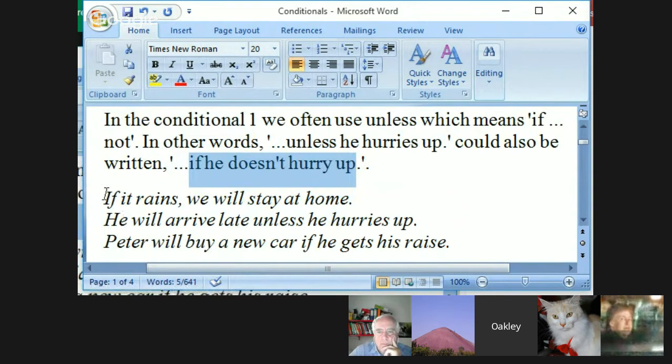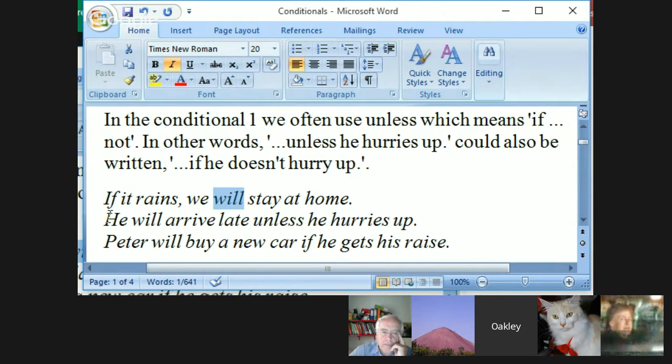All right, in the first conditional, it is considered that the condition, or the if clause, is a very real condition. If it rains, we will stay at home. Fine. Notice the verb tenses. Regardless, zero conditional or first conditional, the if clause is present simple. Very important. First conditional, we have the simple future tense here. We will stay at home.